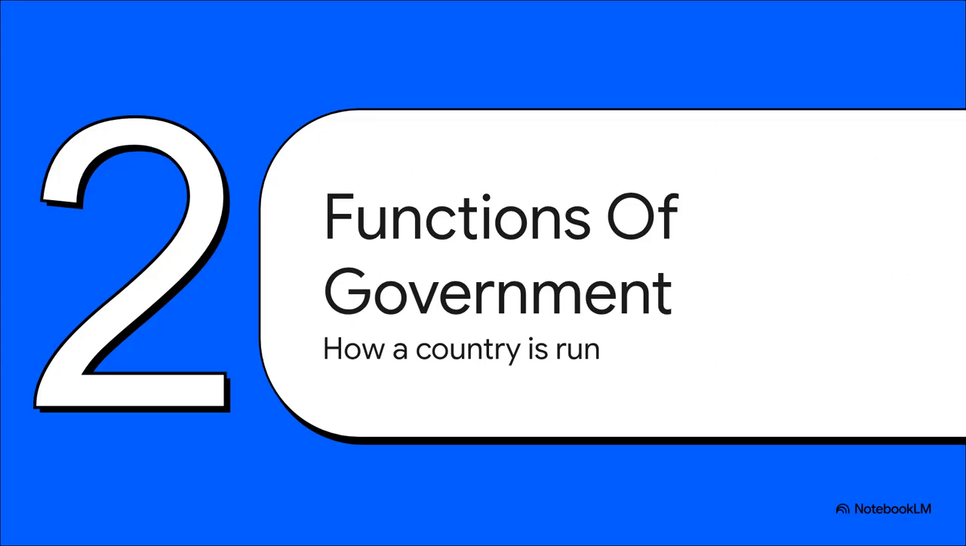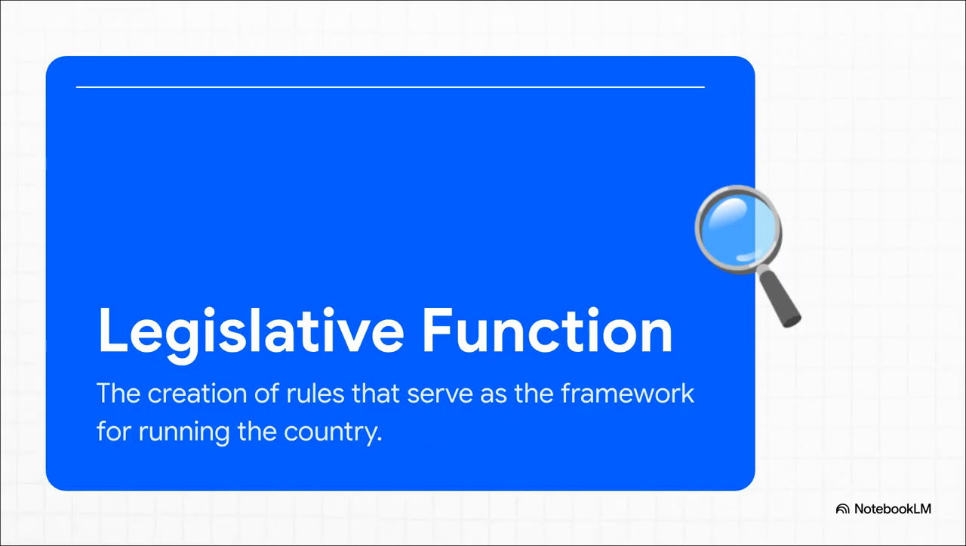Moving right along, Section 2, functions of the government. So, how does this simple school committee analogy scale up to a massive, complex, real-world system like a whole country? Well, any government, no matter its size, basically has 3 main jobs. First up is the legislative function. This is the creation of rules.